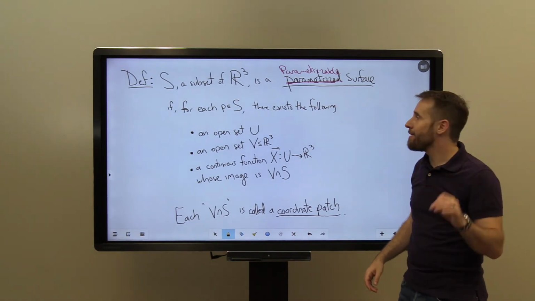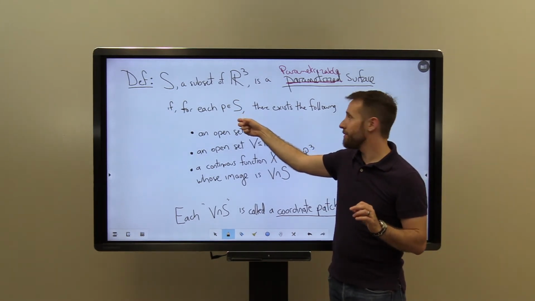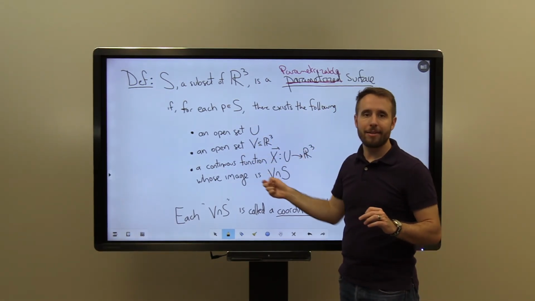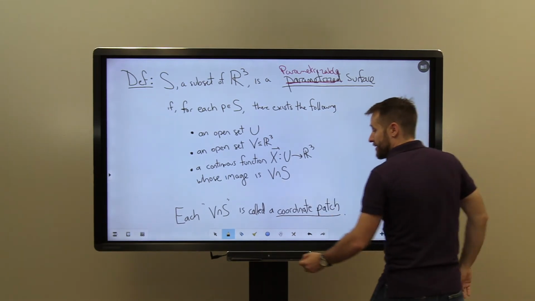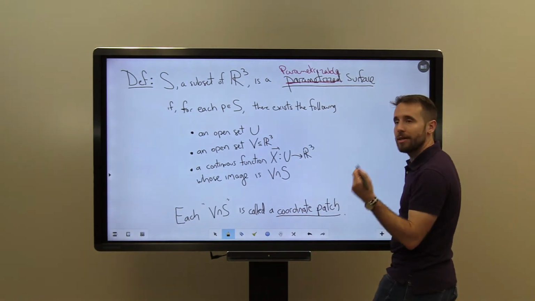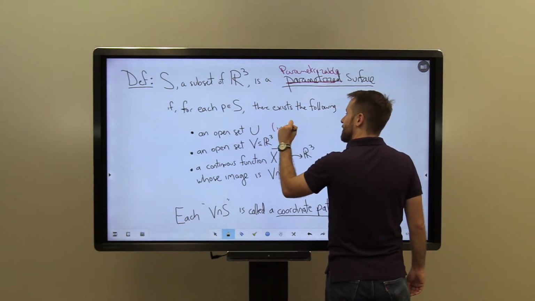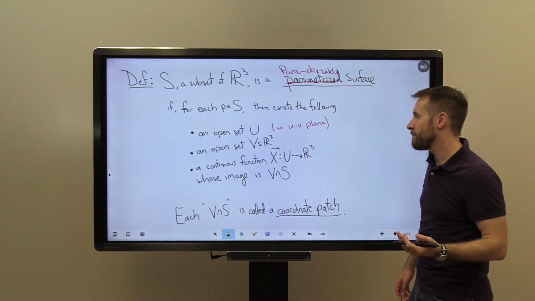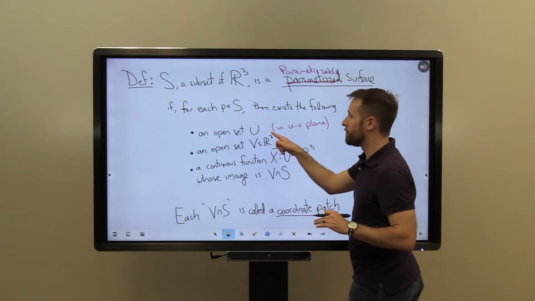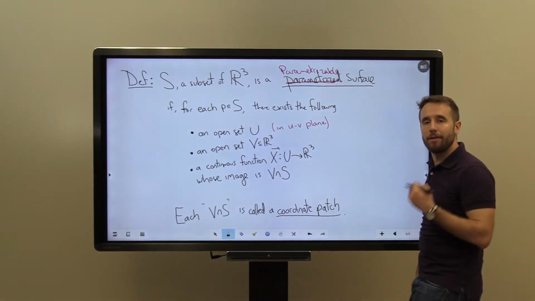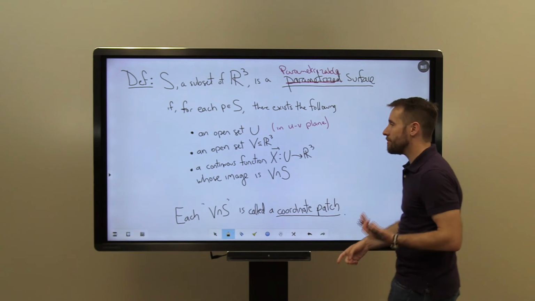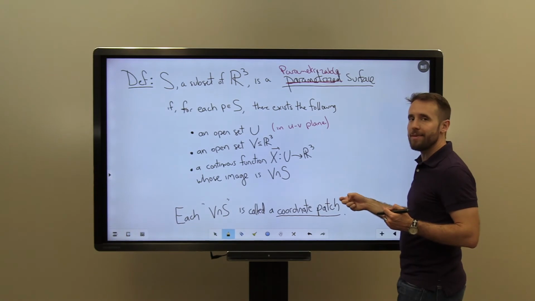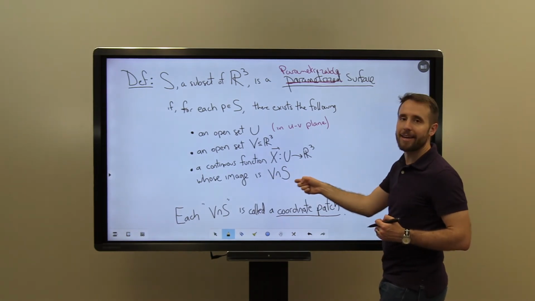If for every point in the parameterized surface, there exists some mapping that gives us this coordinate patch. And specifically, there exists the following. There exists an open set U, and so this is in the UV plane, right? So that's in R2 with coordinates U and V. So there exists that open set U. There exists an open subset of R3, call it V, and then there exists a continuous function, capital X, whose image is in the intersection of V and S.